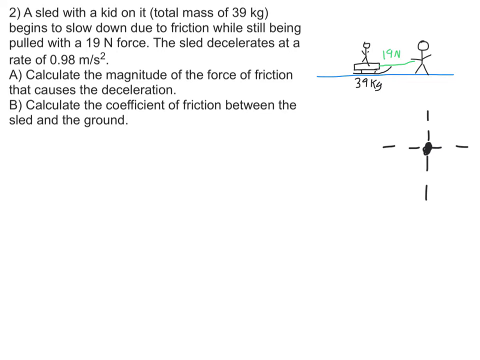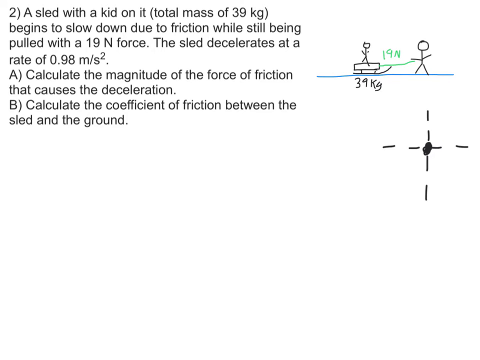But the 19 newtons of force evidently is not enough to actually cause the sled to accelerate forward, nor is it enough to cause the sled to continue to go at a constant velocity. In fact, evidently, this 19 newtons of force is weaker than friction because the sled is decelerating at a rate of 0.98 meters per second squared.